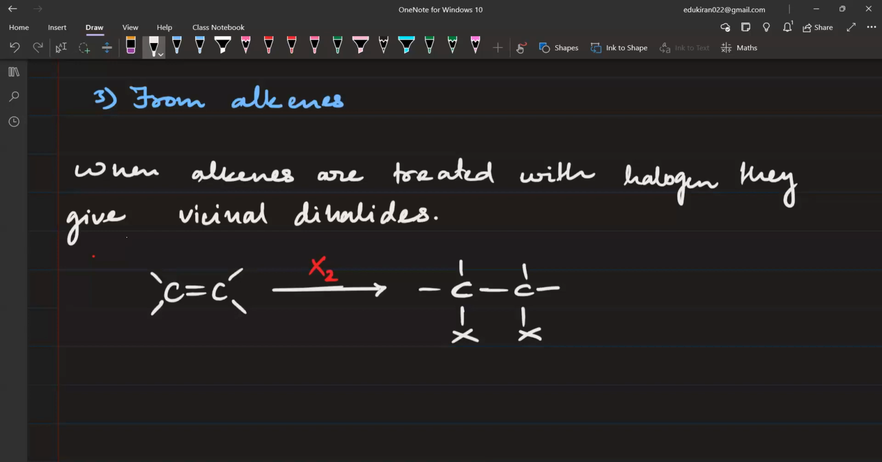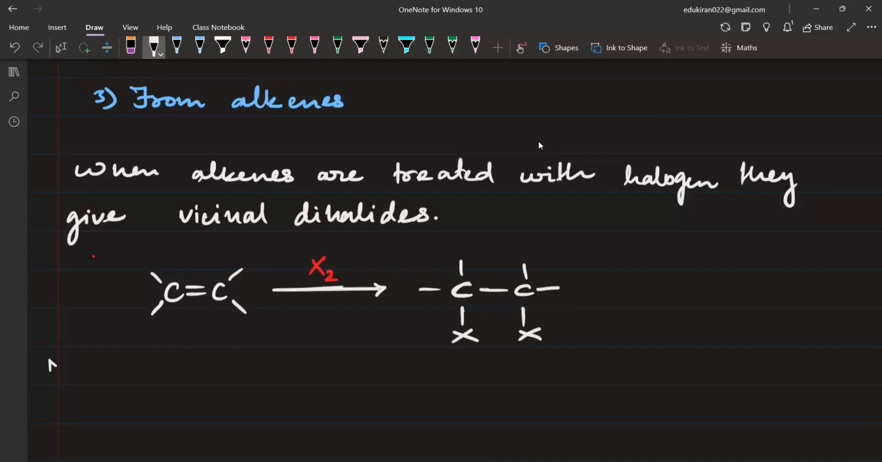Okay, vicinal, there is a word, right? Do you know what is the meaning of vicinity? Anyone whose English is good? Anyone knows? What does vicinity mean? Like, your own area? Neighboring, right? So as you can see, this is a vicinal dihalide. The halogen atoms are neighboring. Did you understand? Yes, sir.